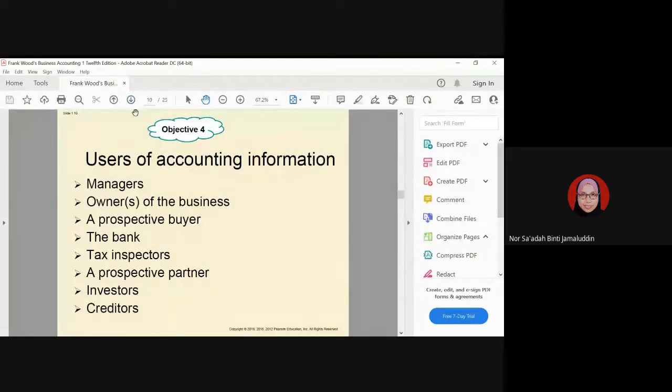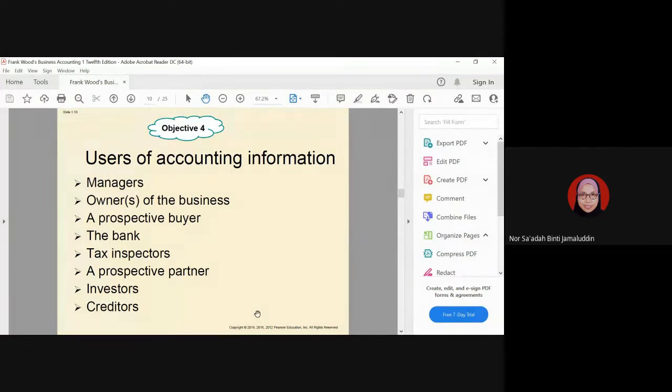This is objective number 4. Who are the users of accounting information? Managers. Of course, managers usually refer to the financial statement in order to know the condition of their business. Owners of the business. Sometimes the managers and the owners of the business are the same person. Apart from that, a prospective buyer. Let's say you want to sell your business or your organization to other people, to a third party and so on.